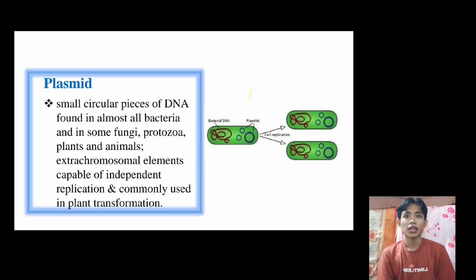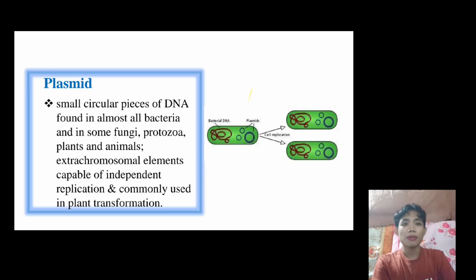Plasmid. Small circular pieces of DNA found in almost all bacteria and in some fungi, protozoa, plants, and animals. Extrachromosomal elements capable of independent replication and commonly used in plant transformations. A plasmid is a small circular piece of DNA found in many microorganisms, especially bacteria, and occasionally in other organisms like fungi and plants. It's separate from the chromosomal DNA and has the unique ability to replicate independently.